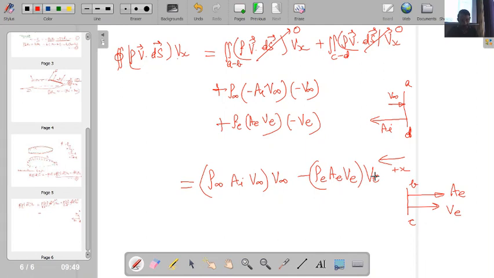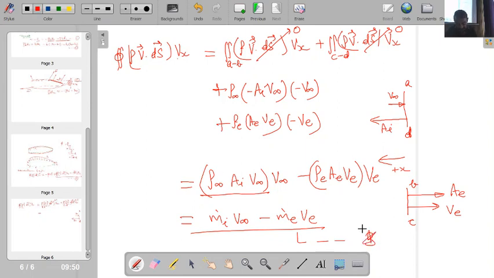Now if you see, what is this? Mass flow rate. So simply I can write m dot I into V infinity minus m dot E into V. So this is the expression for the first portion of equation 3. Let me write this as equation 4. Is this one clear?